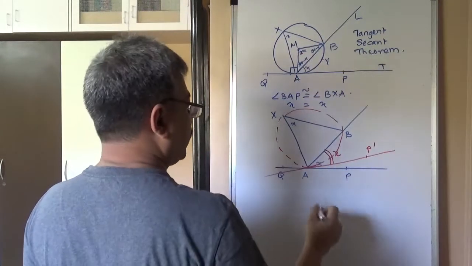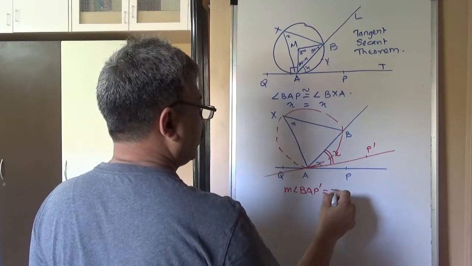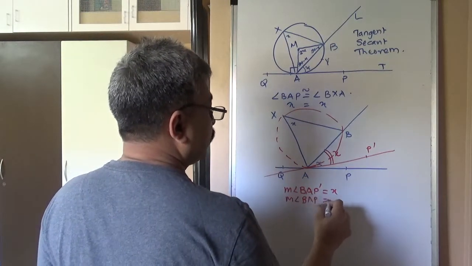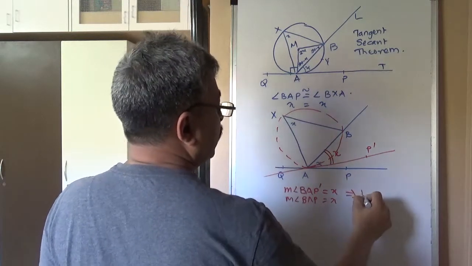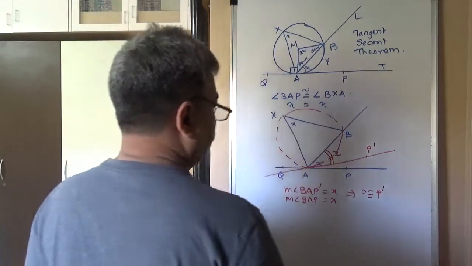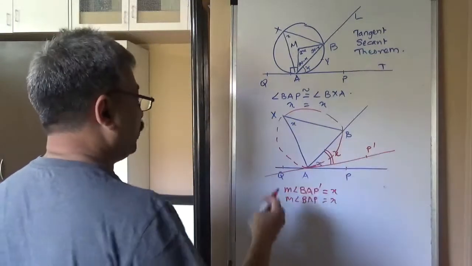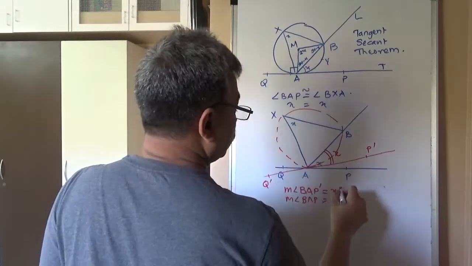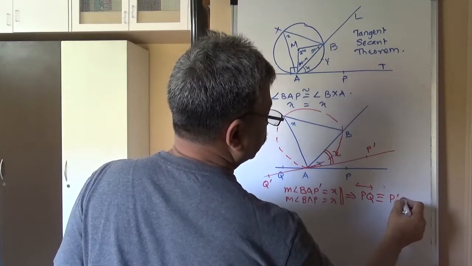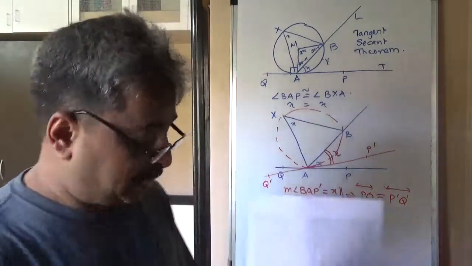So by the previously proved theorem, we get measure of angle BAP dash is equal to x, but it is given that measure of angle BAP is equal to x. Therefore P coincides with P dash, or not P coincides with P dash, they can be different points. Basically the line PQ and the line P dash Q dash must be the same. This implies line PQ coincides with line P dash Q dash.